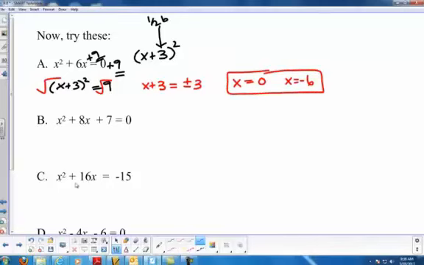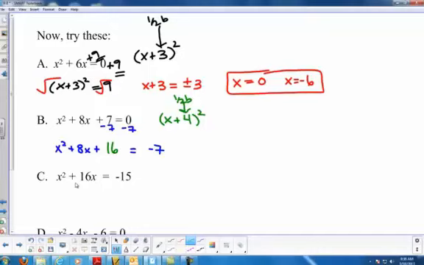Okay. This next one, I'm going to move the 7 over just so I don't have to worry about it. And then I'm going to figure out what I need to add to both sides. So my x squared plus 8x, I know that x plus 4, because that number is always half of b, is going to be my factored form for completing the square. 4 squared is 16. So I need to add 16 to both sides, and I get that by doing 4 squared. So on the left here, I have my x plus 4 squared, and on the right, I have 9.